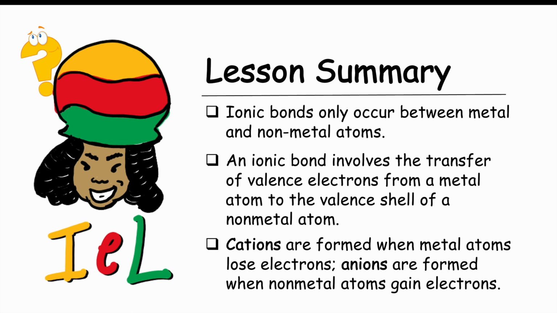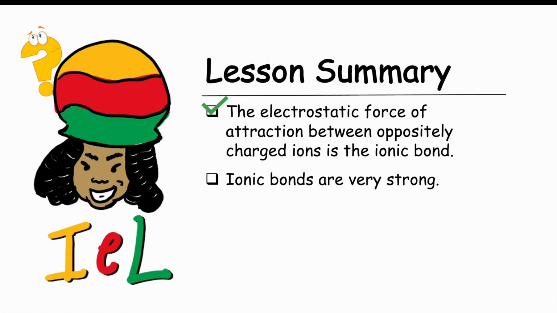So we go into our lesson summary. Ionic bonds only occur between metal and nonmetal atoms. An ionic bond involves the transfer of valence electrons from a metal atom to the valence shell of a nonmetal atom. And valence just simply means the outer electrons or the outer shell. Cations are formed when metal atoms lose electrons. Anions are formed when nonmetal atoms gain electrons. The electrostatic force of attraction between oppositely charged ions is the ionic bond. Ionic bonds are very strong.